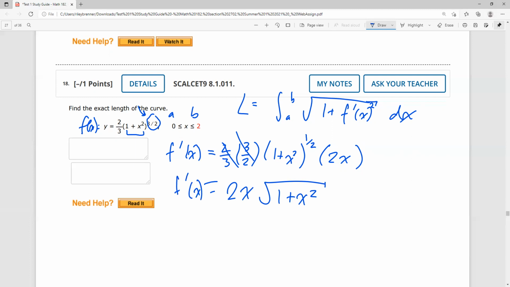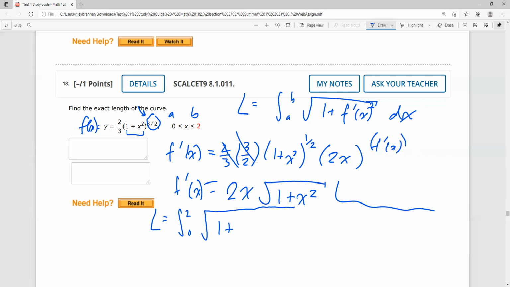Except when we plug it in, it's going to be a little bad. Let's see what happens. So the arc length is from 0 to 2 of the square root of 1 plus... okay, before we plug it in, let's take a little step right here. What is f prime of x, or dy/dx? What is this whole thing squared? So 2x, so we got 2x times the square root of 1 plus x squared, all of that squared, right?